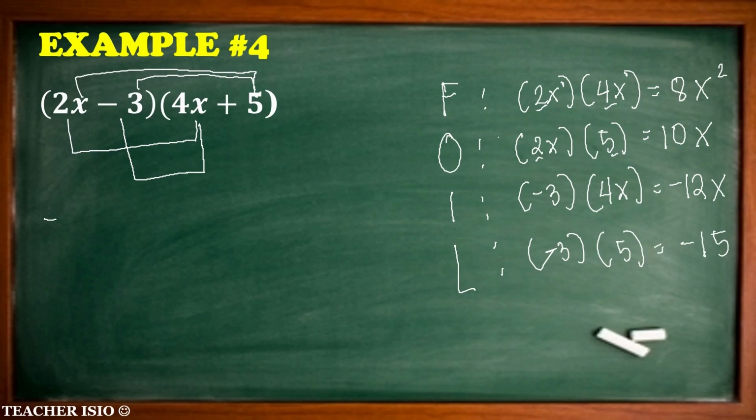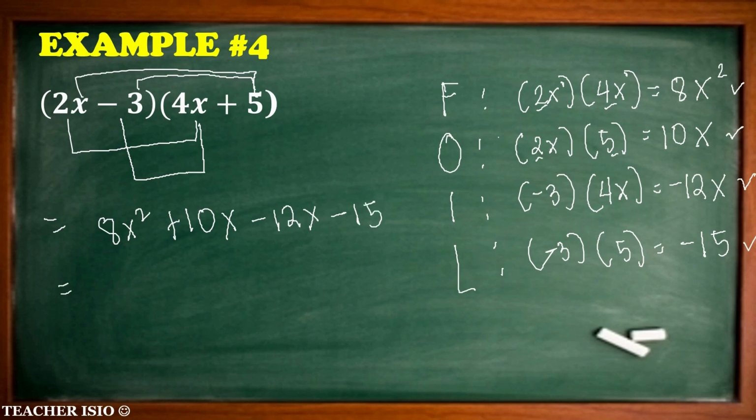Therefore, we have 8x squared. Since positive si 10x, we have plus 10x. Since negative si 12x, so we have negative 12x or minus 12x. And then we have negative 15, minus 15.